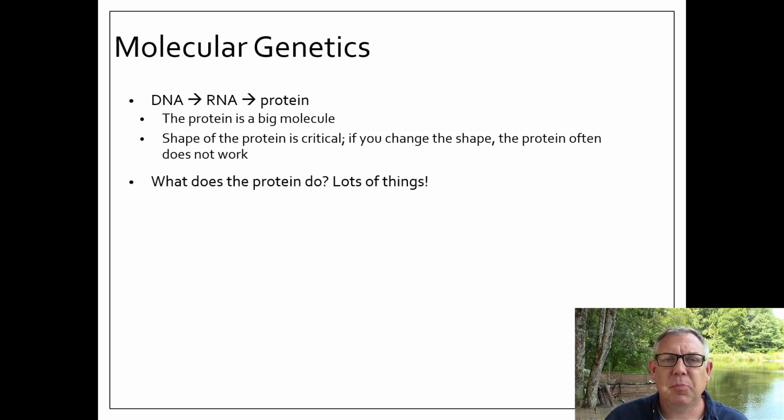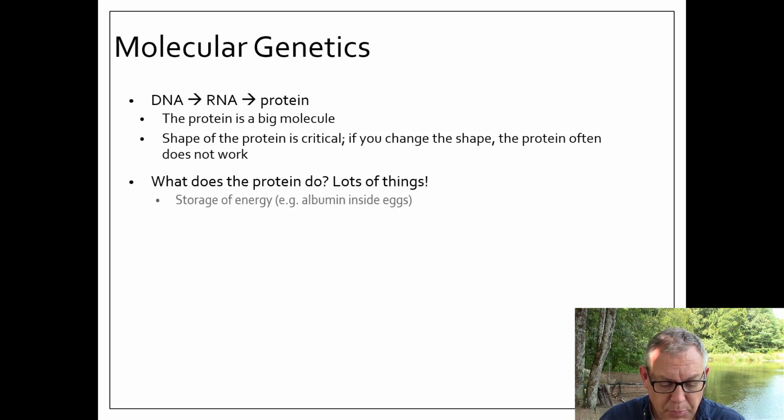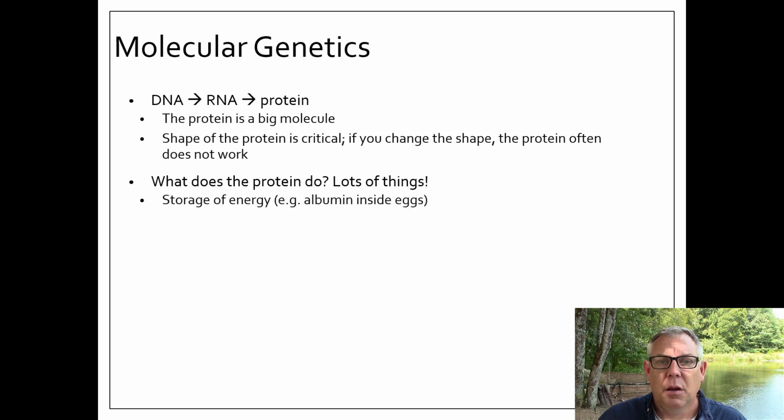So why do we make such a big deal about proteins? We've talked about them before. They're one of the most important classes of molecules we've talked about. What kind of things do proteins do? For example, storage of energy. So albumin inside eggs. The yolk of an egg is very high in protein, so the developing embryo has something to eat. So it's storing energy. When you store energy, you tend to store it as fat, but you can store it as protein.